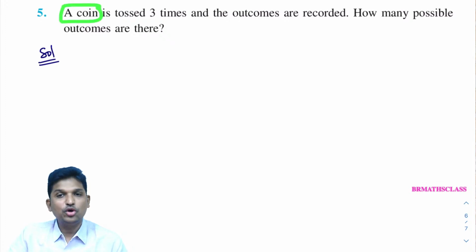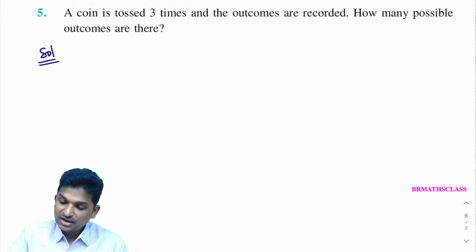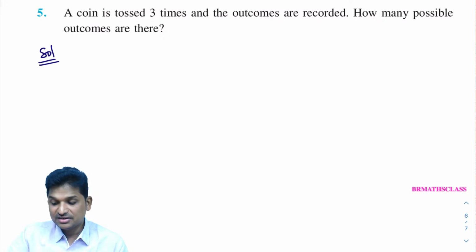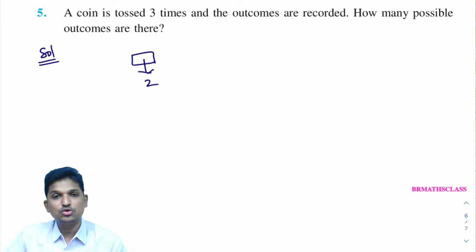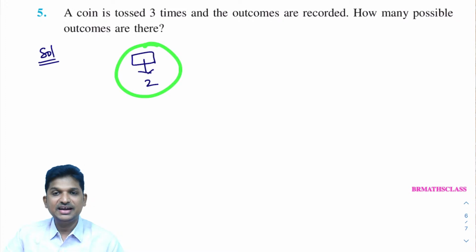Total, how many coins are there? One coin is there. That one coin is tossed how many times? That one coin is tossed 3 times. Okay, I'll explain. Suppose a coin is tossed the first time. How many possible outcomes are there? 2 outcomes. I'll suppose those 2 outcomes are head or tail.